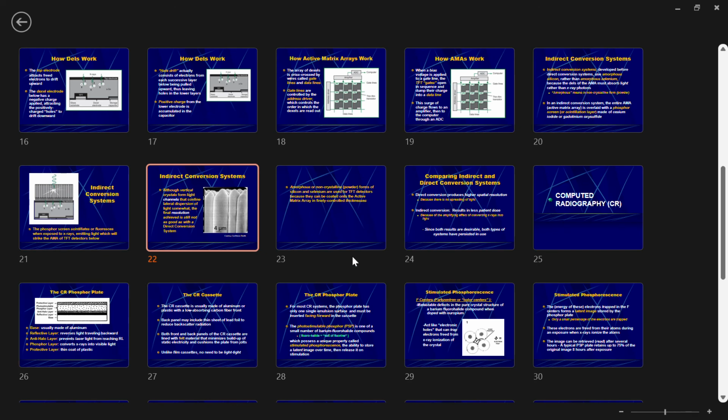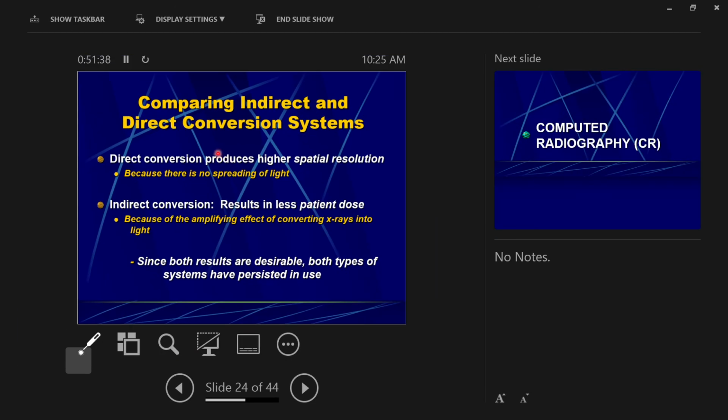Okay, so let's compare a little bit. Comparing indirect and direct: direct conversion produces higher spatial resolution because there's no spreading of light. X-ray photons simply strike the detector. Indirect conversion results in less patient dose because you take X-rays and turn them into many photons, and the photons are what expose the receptor. So you can get it done with lower patient exposure.